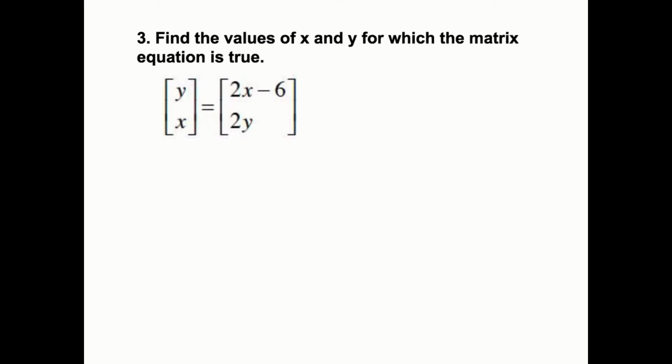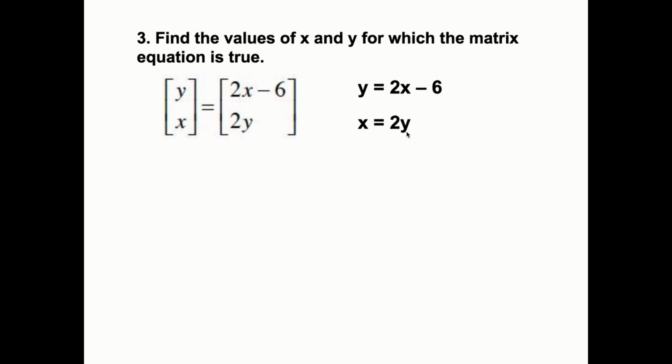Okay, number 3, it says to find the values of x and y for which the matrix equation is true. So then this is, again, equal. So y equals 2x minus 6. I cannot solve that because I don't know x or y. I have 2 variables. So that means I'm going to go to the matrix again and see x equals 2y. Now I have a system of equations that I can solve for x or y.